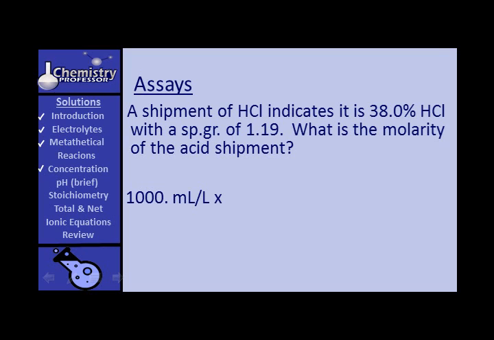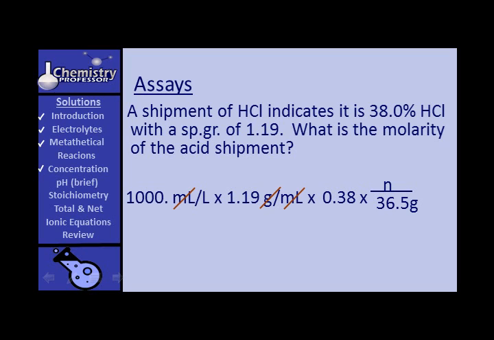The specific gravity is 1.19, so I know it's 1.19 times as dense as water. So the density is 1.19 grams per milliliter. Of this, it is 38% hydrochloric acid, so I multiply it by 0.38 to find the number of grams that I have of the HCl. And then I multiply that by the number of moles over 36.5 grams, which is the molecular weight of HCl.